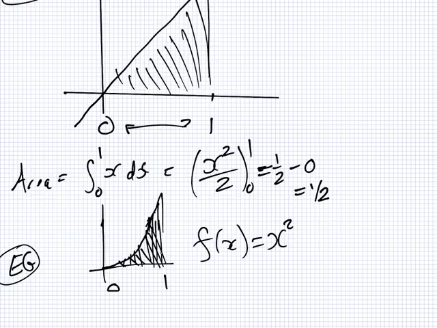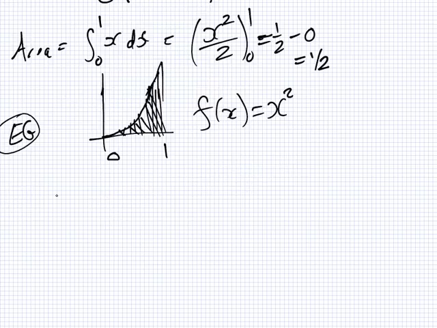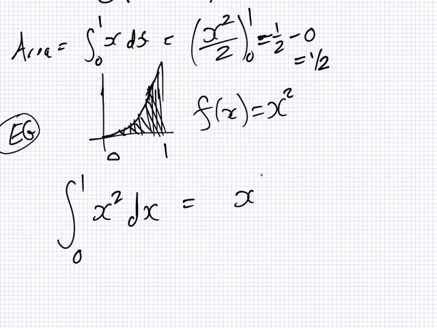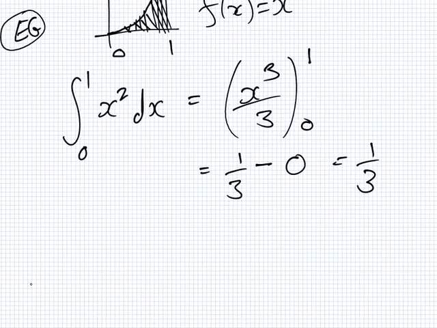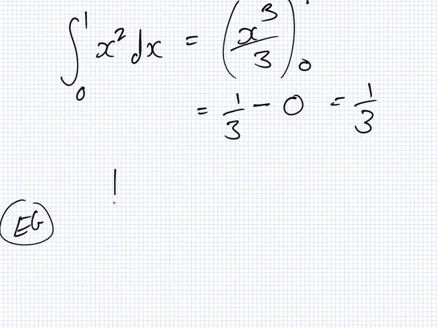Okay, did we get an answer? So we integrate from 0 to 1 of x squared dx. This will equal x cubed over 3, from 0 to 1, which will be 1 over 3 minus 0. So the answer is 1 over 3. Okay, I'll give you another one. I'll make it a little bit more difficult now.